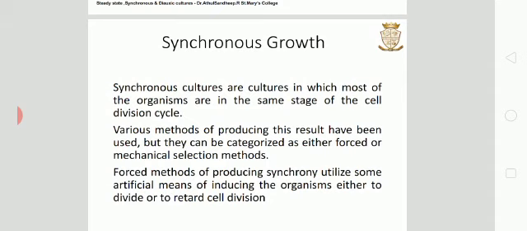Synchronous cultures are cultures in which most of the organisms are in the same stage of the cell division cycle. This is one of the important features of synchronous growth: all the cells are in the same stage of division. Various methods of producing synchrony have been used, but they can be categorized as either forced or mechanical selection methods. Forced methods of producing synchrony utilize some artificial means of inducing the organism either to divide or to retard cell division.